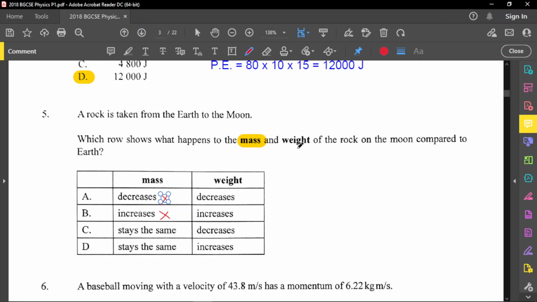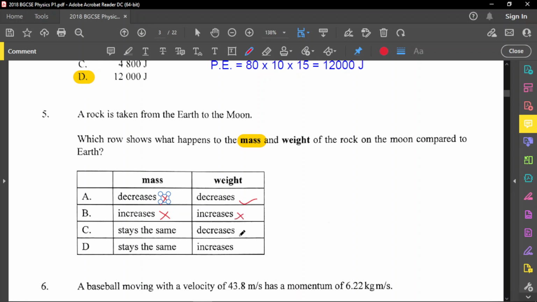Now, what happened to weight by carrying it to the moon? The moon has less gravity, or the gravitational force is lower. So therefore, we know that the weight must decrease. So decrease would be correct for that. As a matter of fact, we don't need to look at A and B anymore. So definitely B is double wrong.